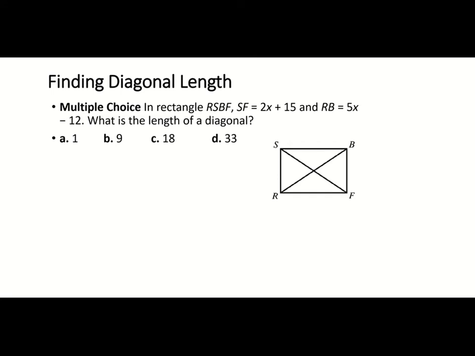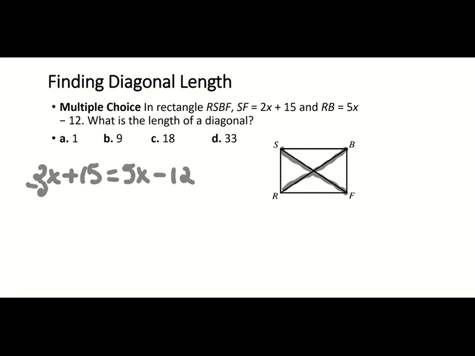All right, so here we have a rectangle, rectangle RSBF, and we know that diagonal SF is equal to 2x plus 15, and diagonal RB is equal to 5x minus 12, and they want to know the length of a diagonal. Well, we just talked about the diagonals of a rectangle. We do know that they are congruent to each other, so that means 2x plus 15 is going to be equal to 5x minus 12.